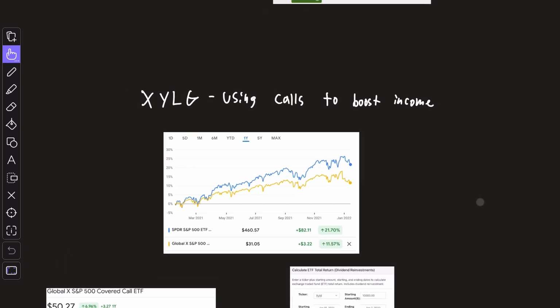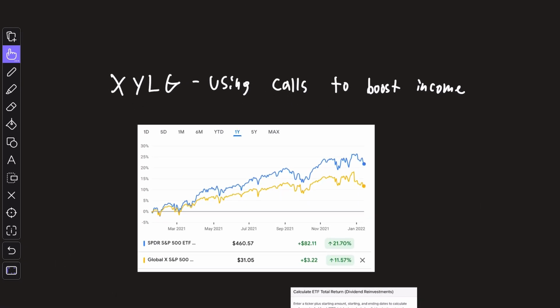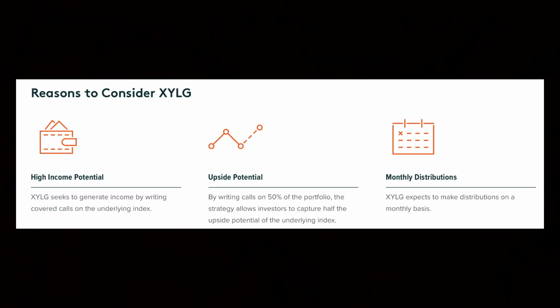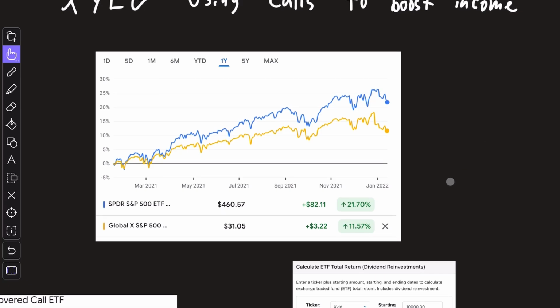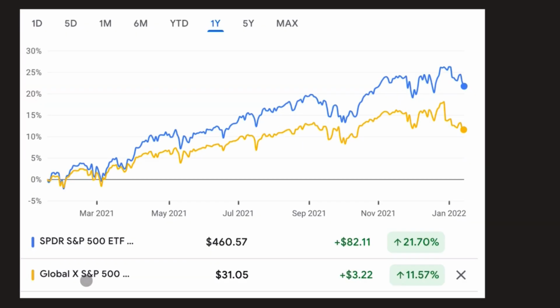Okay, but now let's move on to the third and final approach, which is definitely the most interesting. So XYLG gives you half exposure to the growth in equities in the S&P 500, and the other half is covered in calls in order to boost income. And to confirm this, we can see that over the past 1 year, XYLG has almost exactly half the price appreciation as the S&P 500 itself.